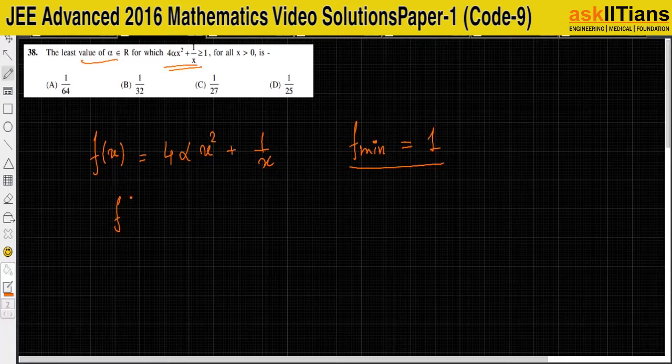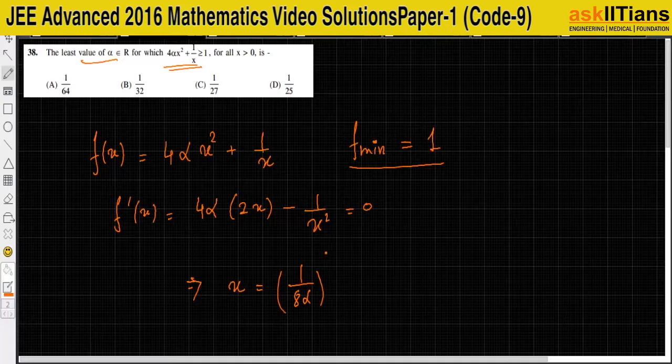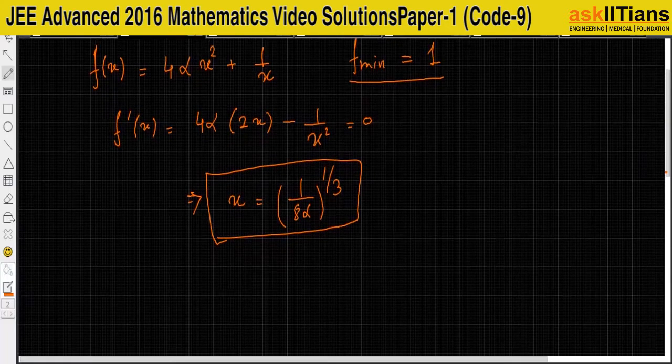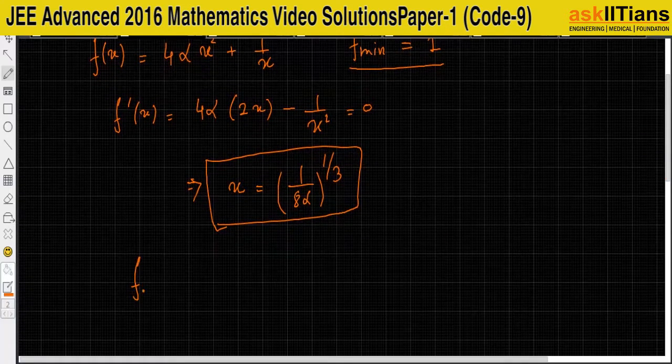So if I differentiate this, I get f dash x equal to 4 alpha into the differentiation of x square, that's 2x, and minus 1 by x square, and this quantity equal to 0. So from here I'll get x cube equal to 1 by 8 alpha, so x equals 1 by 8 alpha whole to the power 1 by 3. Now let me put the value of x in the expression. So I'll get f minimum. Let me say this is x naught. So I want to find f of x naught.